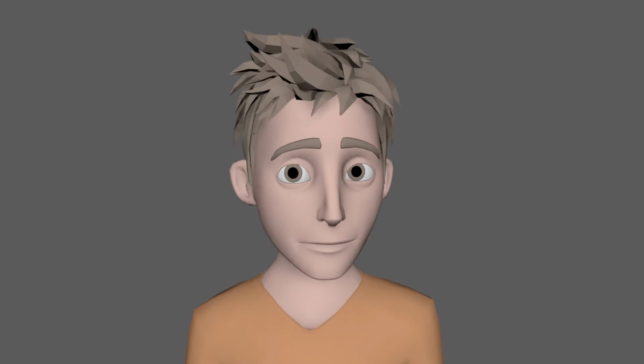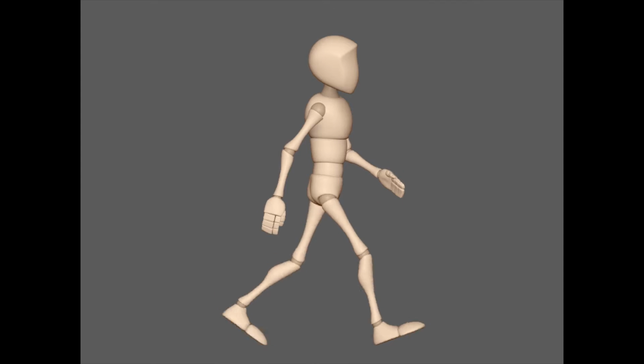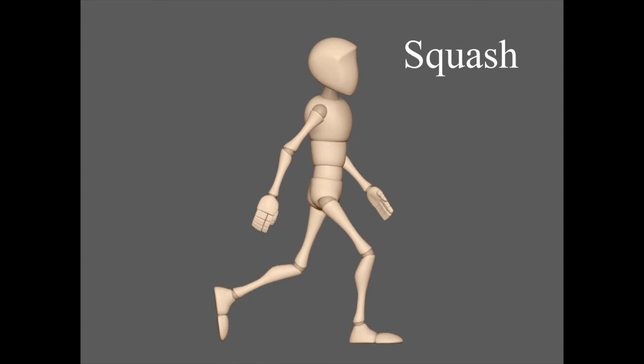Squash and stretch. This gives the illusion of weight. It is used in all aspects of animation, from facial movement, a bouncing ball, and a person walking.